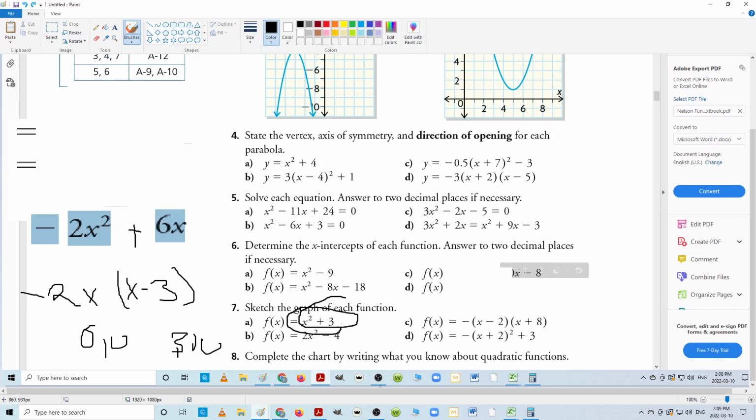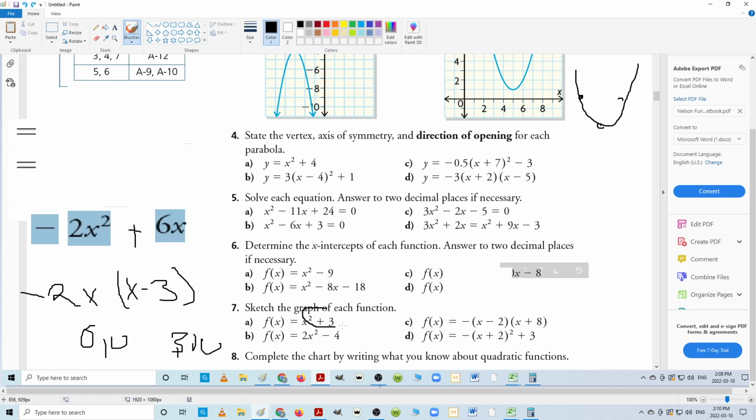Graph, sketch a graph. So that's going to be 0, 3. So I can just take 0, 3. It's going to face upwards. And then I can just find easy points on either side of 0. So at 0, 3, minus 1 will be 4. And at positive 1 will also be 4. So I would have that. And this will be at the x-axis. So you just do that. You just find some common numbers after you find the vertex.